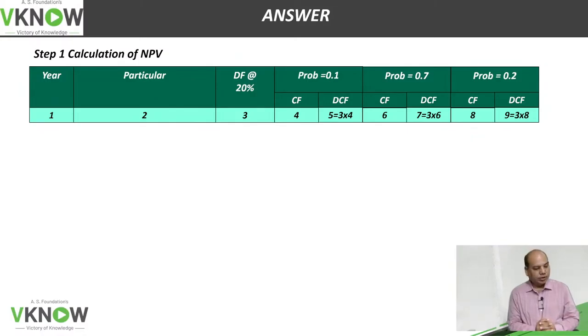Year, particulars, discounting factor at 20%. Then we have three possibilities. Probability equal to 0.1, cash flow, discounted cash flow. Probability equal to 0.7, cash flow, discounted cash flow. Probability equal to 0.2, cash flow, discounted cash flow. Column number 1, 2, 3, 4, 5. 5 is 3 into 4. Column number 6, 7 equal to 3 into 6. 8. Column number 9 is equal to 3 into 8.